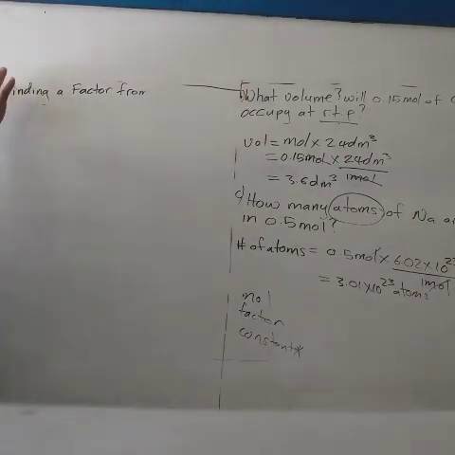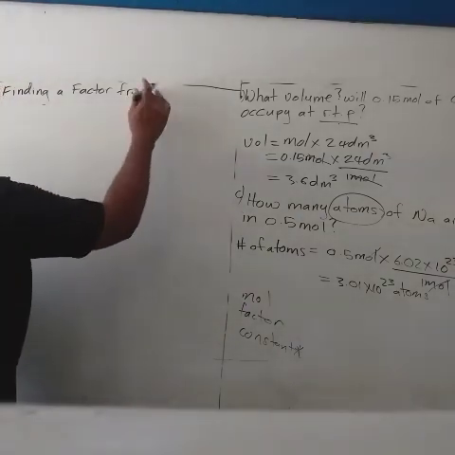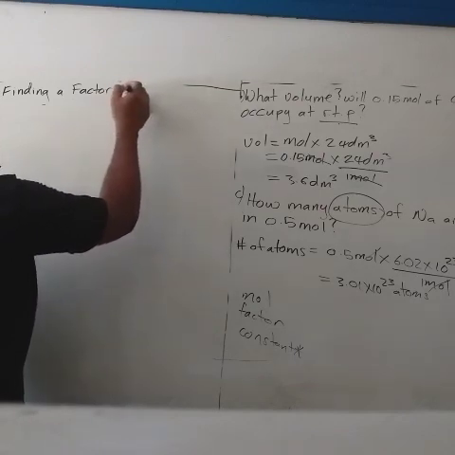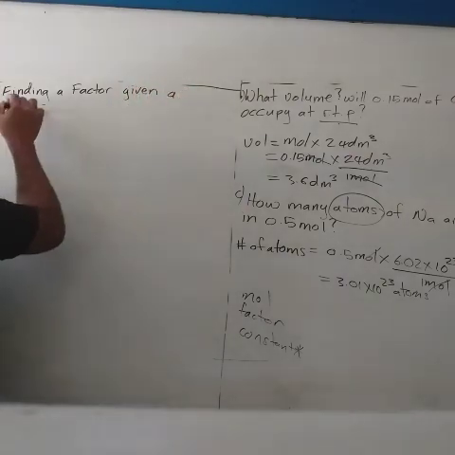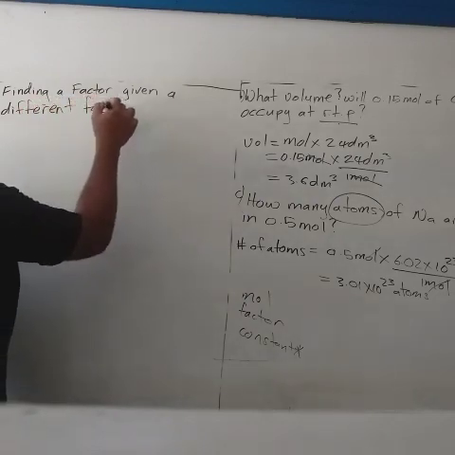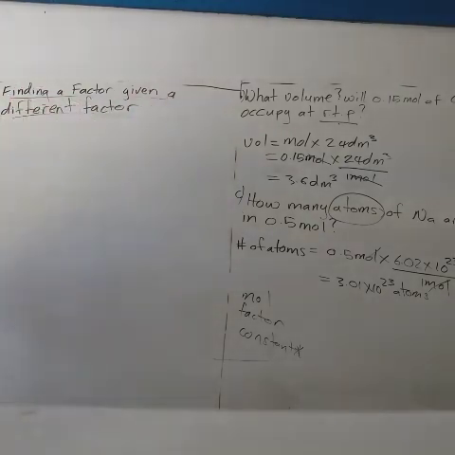Third scenario now, finding a factor given a different factor. So this says finding a factor given a different factor. What does that mean? Let's do it. As I said, whole concept, strictly calculations.